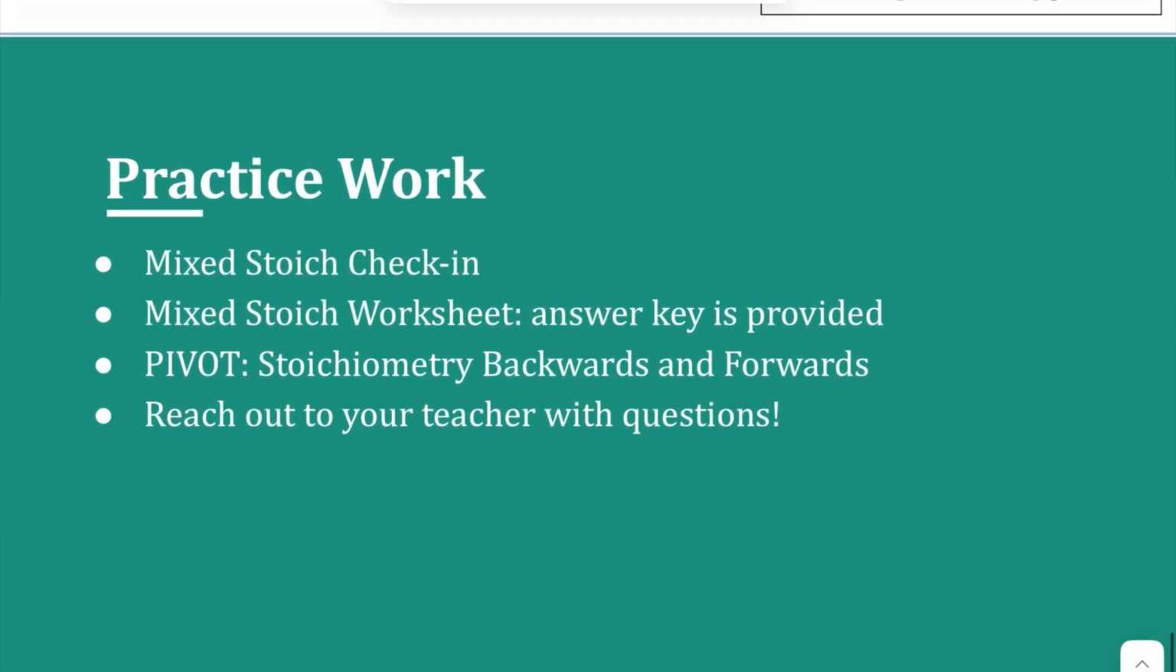For practice, there is a mixed stoichiometry check-in for you. There is also a worksheet with an answer key provided. There is a pivot, stoichiometry backwards and forwards, that you do need to complete, and reach out to your teacher with any questions.